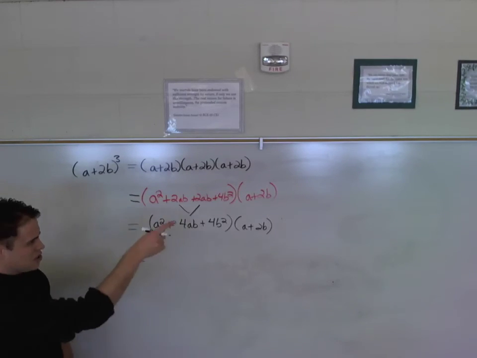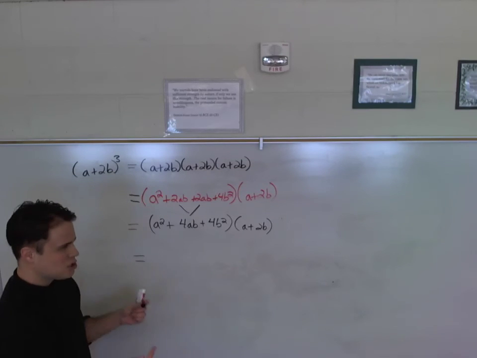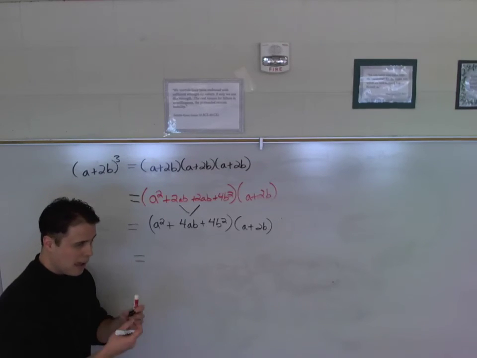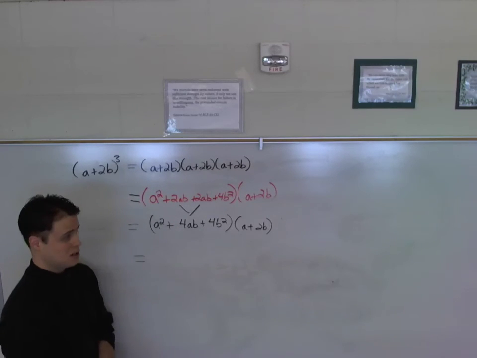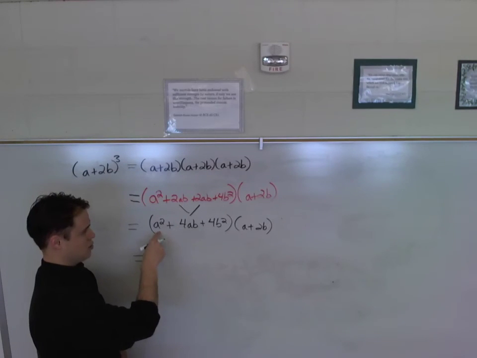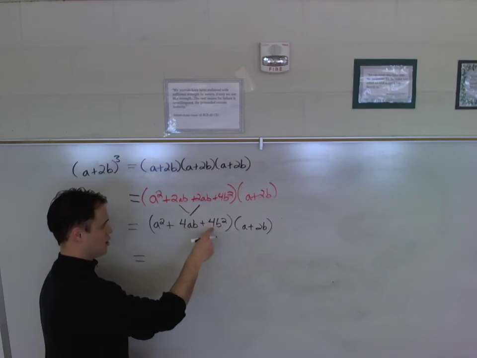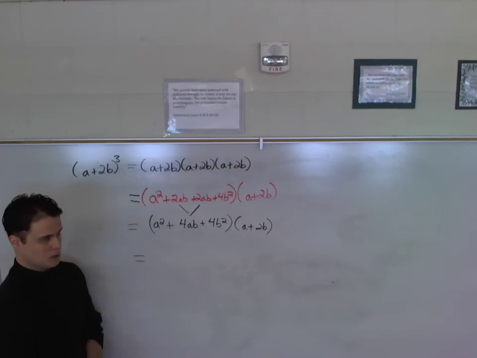A cubed. It's like that problem we just did a second ago. So how many terms are we going to have at the beginning? 6, isn't it? Like 2, 4, 6. So let's see what we get.